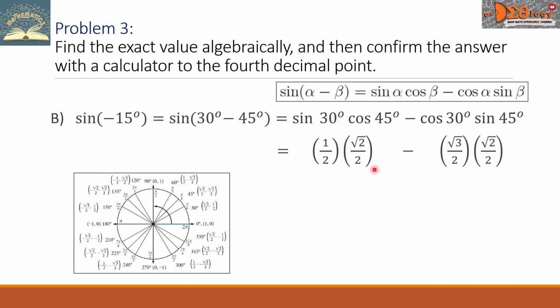Let us now simplify. In the first product, we have square root of 2 over 4 minus second product square root of 6 over 4. We can combine the two fractions having same denominators. So we have square root of 2 minus square root of 6 all over 4. Using calculator, the value is negative 0.2588. Note that when you get the value of sine negative 15 degrees in your calculator, you will get same value.